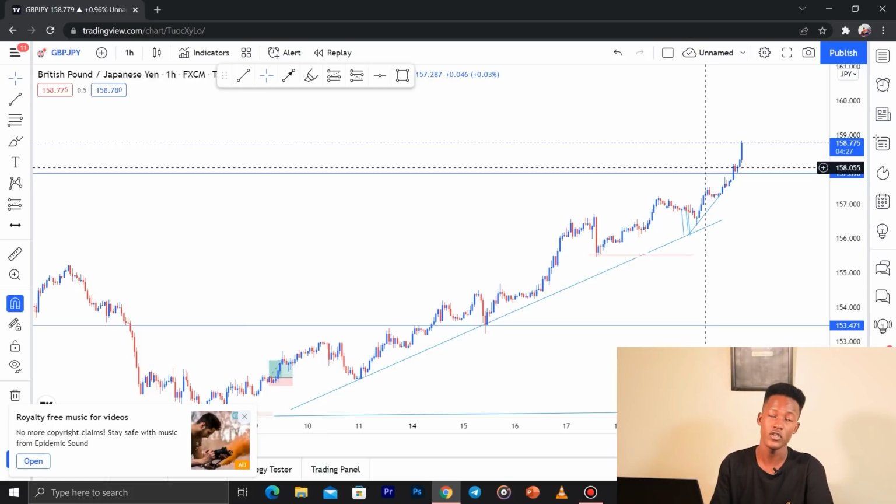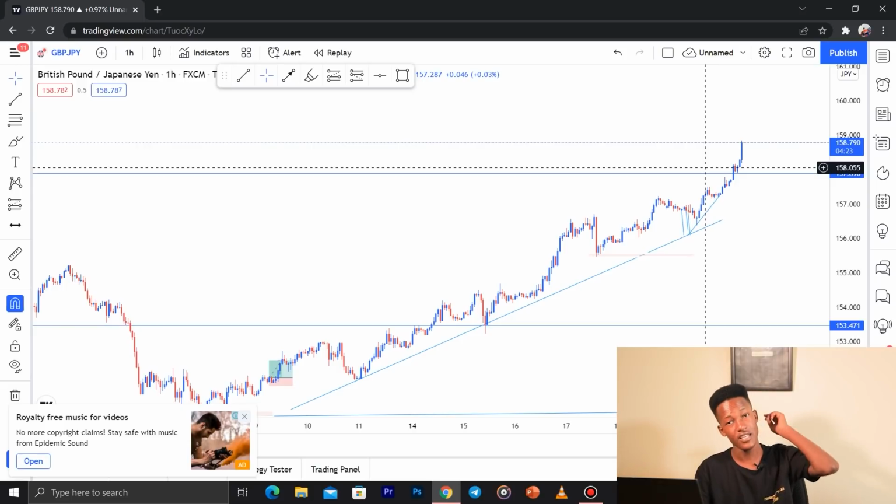Don't trade GBP, don't trade gold, don't trade Nasdaq, don't trade US30 on a small account. Now we can actually also consider spreads. Spreads are really so important in trading. If you're trading on a small account, don't trade a pair with big spreads.